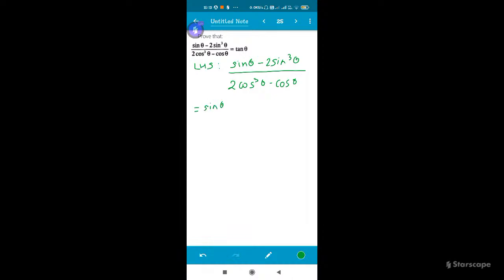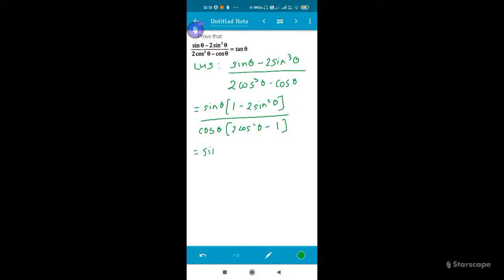So sine theta is taken as common. We are left with 1 minus 2 sine square theta. And in the denominator we can take cos theta as common. So we are left with 2 cos square theta minus 1. Okay. So we have got this tan theta, isn't it? We have this sine theta by cos theta. So basically we have got this tan theta. We have to eliminate the second part. So let's see how we can do this.